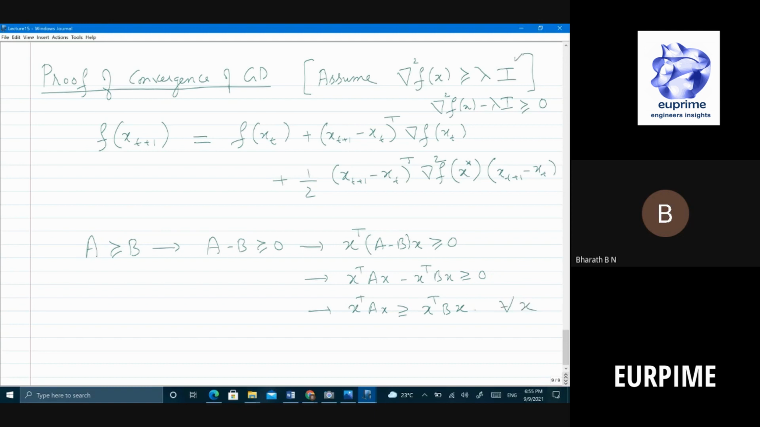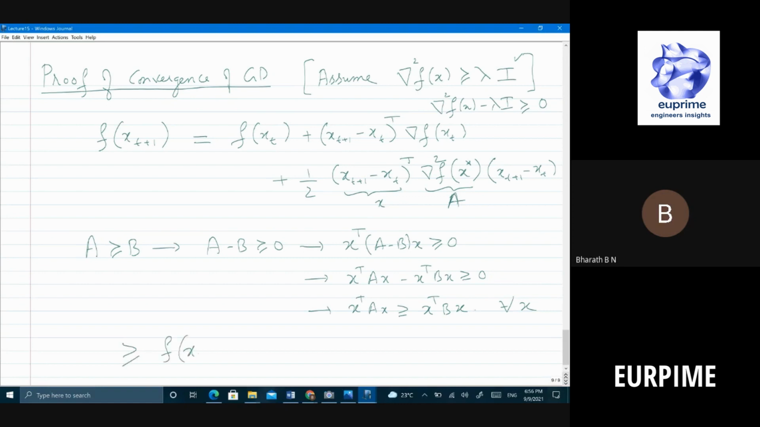Now, what do we have from here? Well, I can think of this as x transpose some matrix times x. But this matrix is greater than or equal to lambda I, right? I can think of this as A matrix, this as some x. So x transpose Ax is always greater than or equal to x transpose Bx. What is x transpose Bx? Lambda times identity, right? So I can replace Hessian by lambda times identity. What do we get? Greater than or equal to, right?